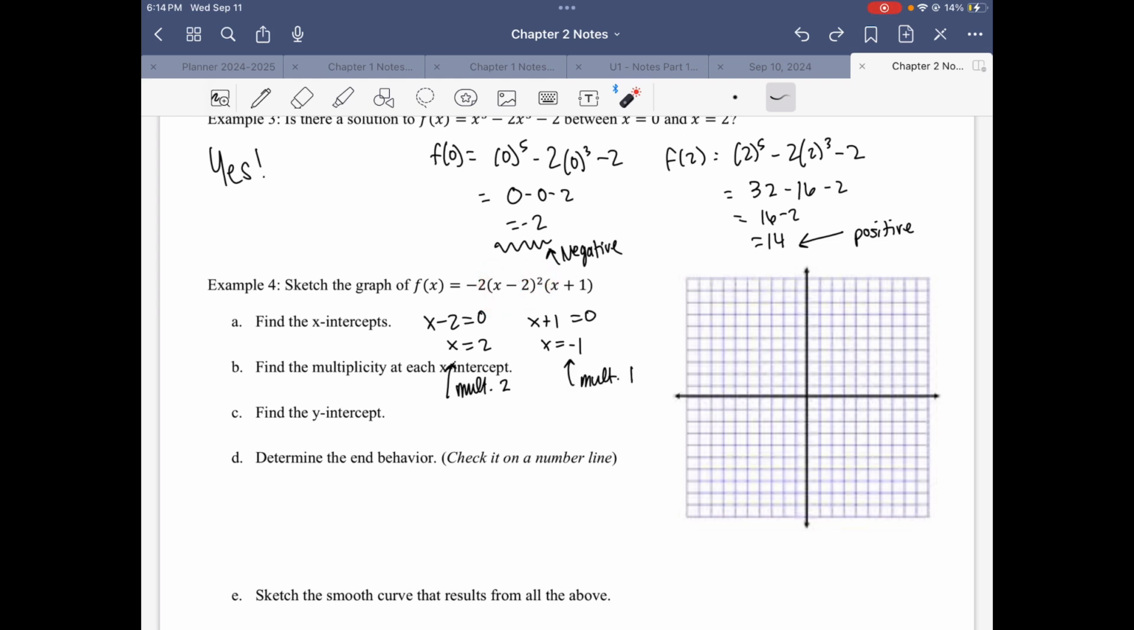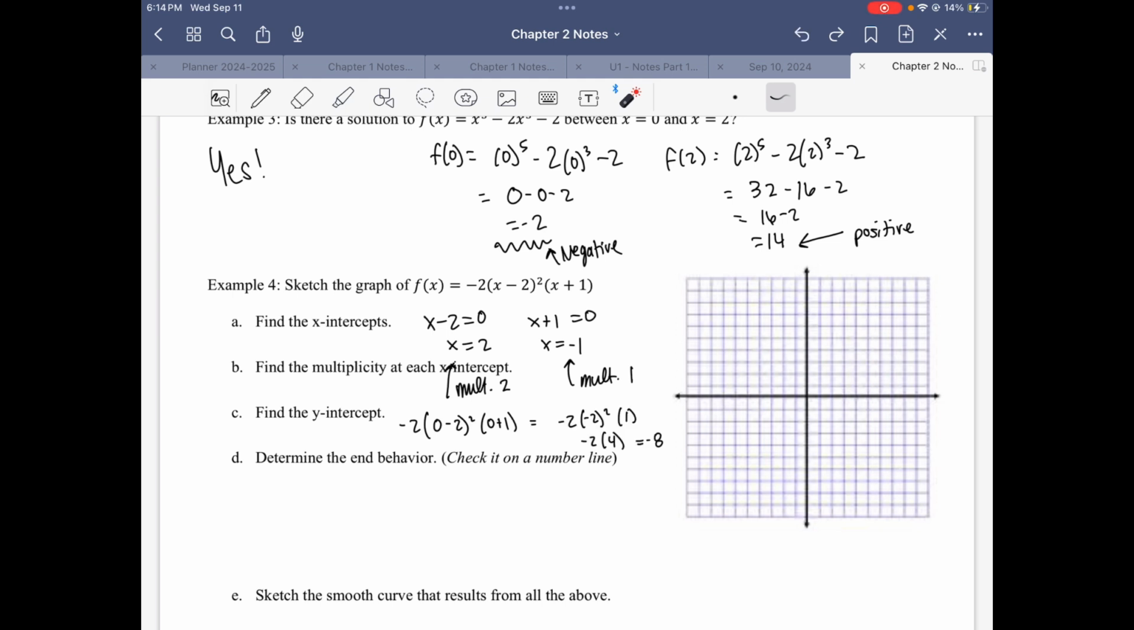This one is 1, because the degree of this factor, there's nothing there, which tells us it's 1. Okay? Then to find the y-intercept, we just need to plug 0 in for x, because the definition of a y-intercept is where x is 0. So we go ahead and plug that in. We can solve that now.